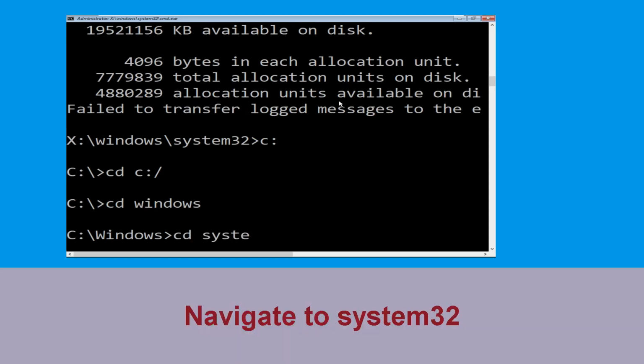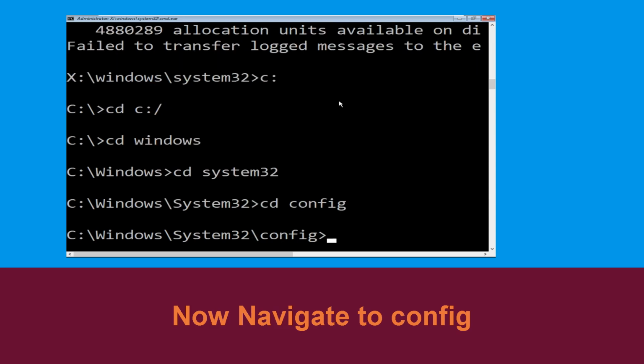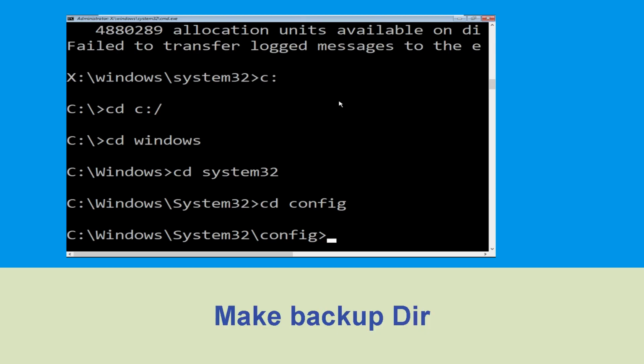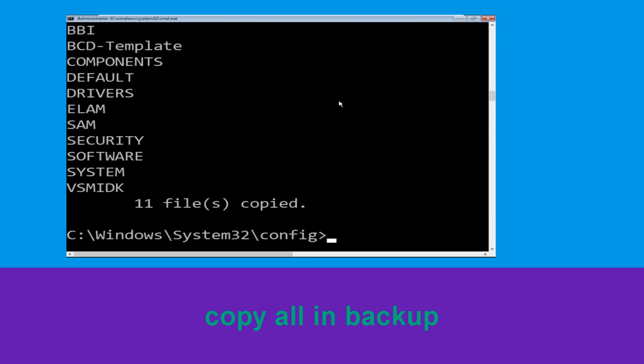Now type cd system32 and hit enter. Now execute this command. Type cd config and simply hit enter. Now type md backup and simply hit enter. Now type copy *** backup and hit enter.